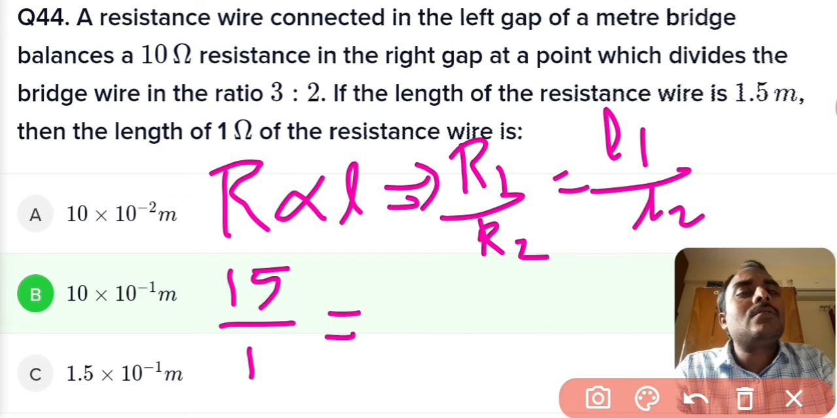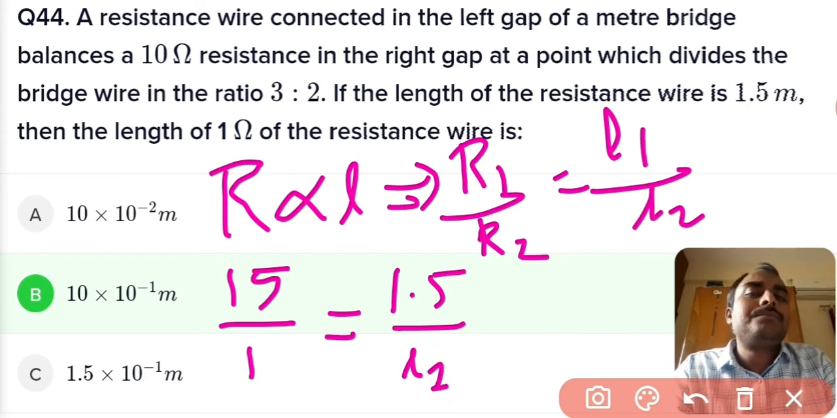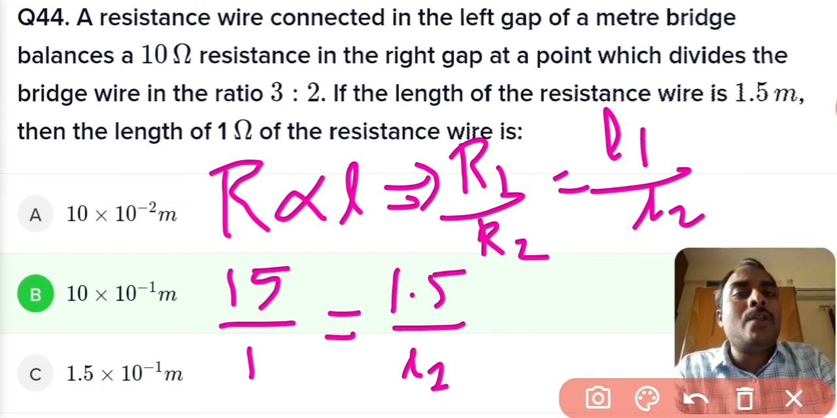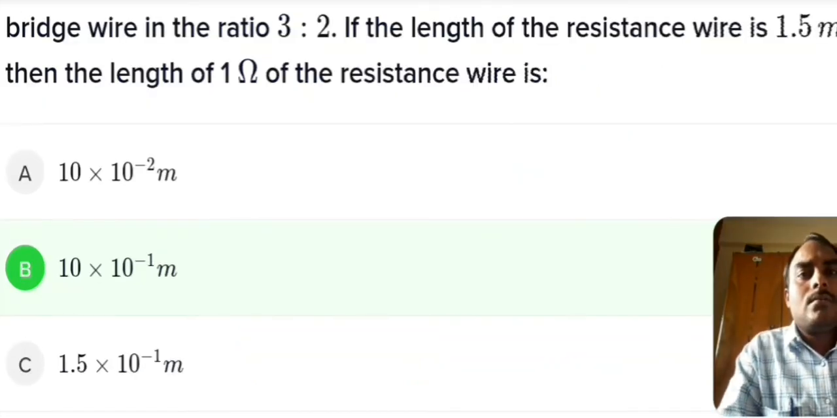So L1 is the length of the total 15 ohm. Total 15 ohm has 1.5 meter, divided by L2, which we need to find. L2 is the length of 1 ohm resistance, and 1.5 meter is the length of 15 ohm. They are asking the length of 1 ohm, so we should find the L2 value. By simplifying this, you will get L2 value 0.1, so we got the length 0.1 meter. 0.1 meter can also be written as 10 into 10 power minus 2 meter. So option A is the correct option. Here B is marked, but option A is correct.